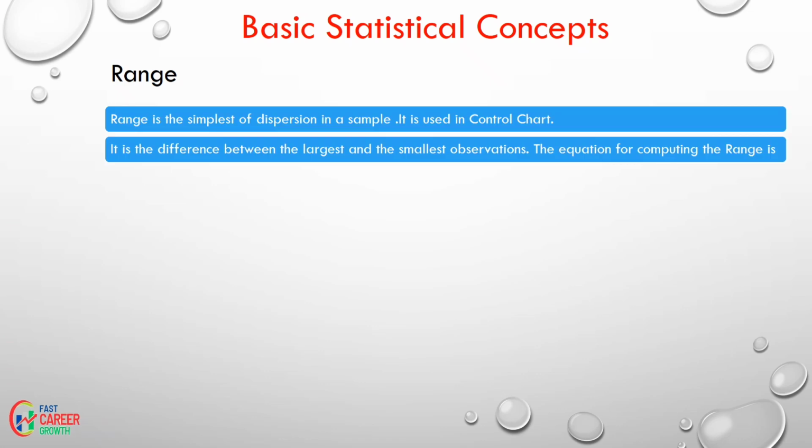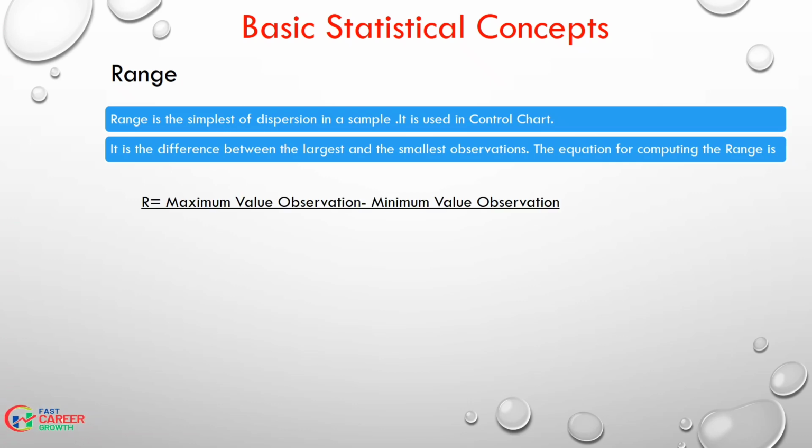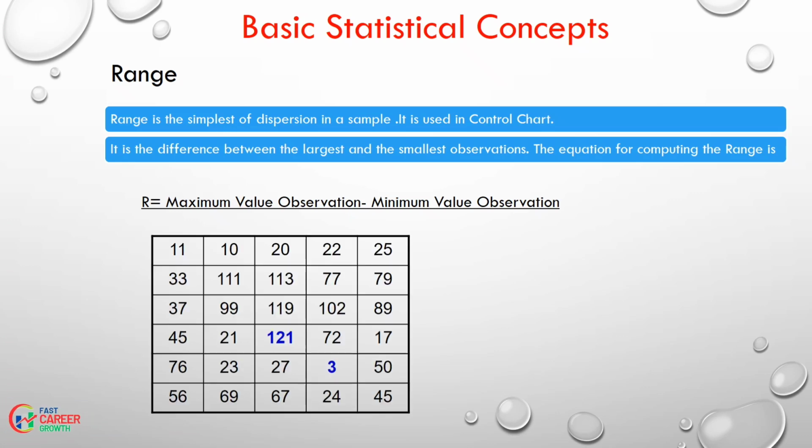Range is the simplest measure of dispersion in a sample. It is used in control charts. It is the difference between the largest and the smallest observations. The equation for computing the range is R = maximum value observation minus minimum value observation. See the example. In this data set, the maximum value is 121 and the minimum value is 3. So range is equal to 121 minus 3, and the result is 118. Like this you can calculate range.